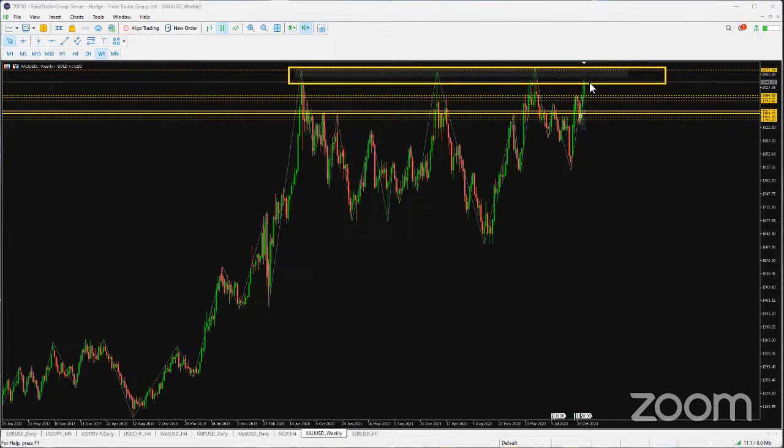So the market, I think, is going to continue more and more until it reaches, I believe, 2070, which is this area of resistance. And from there, we can simply go short, I believe, if the market shows up bearish evidence.